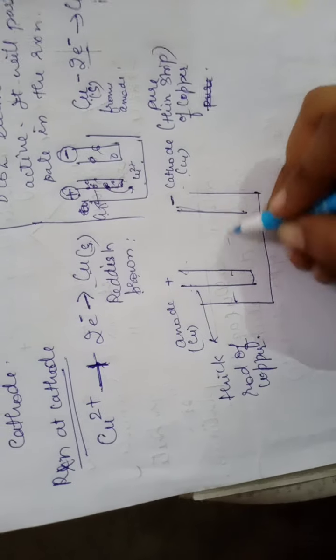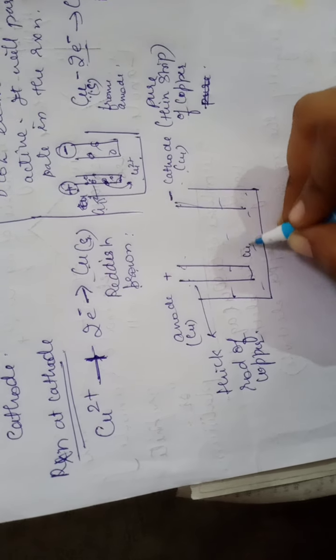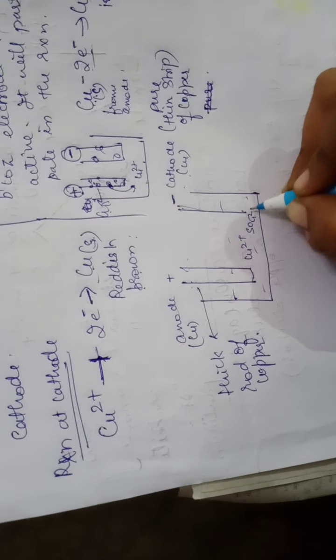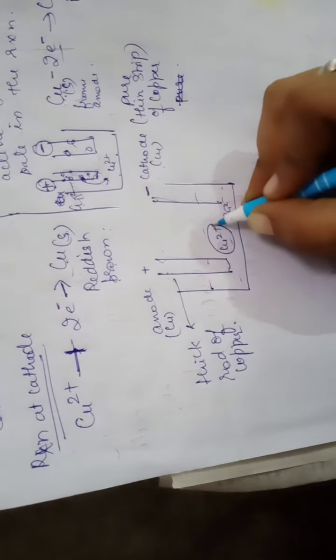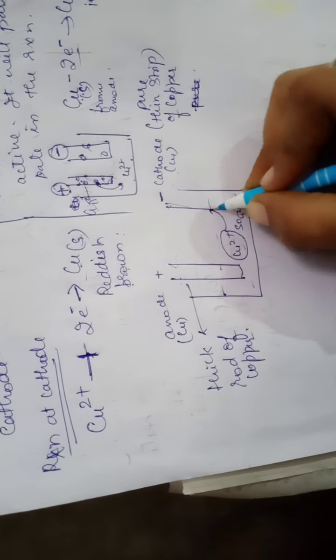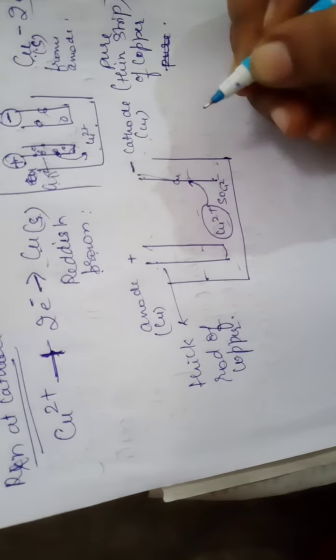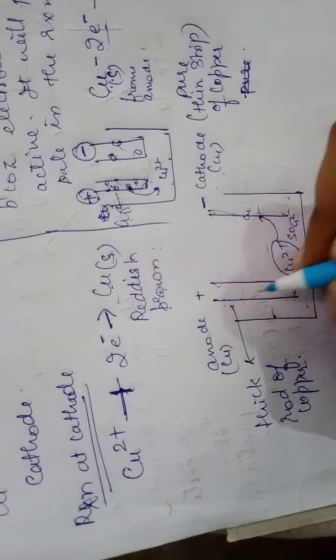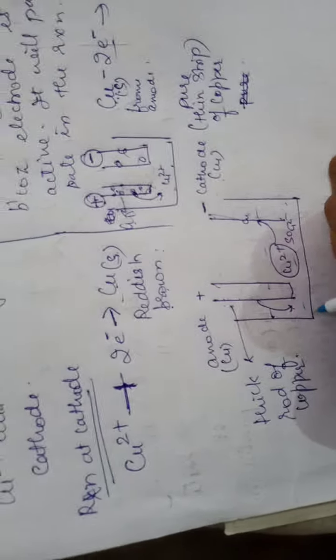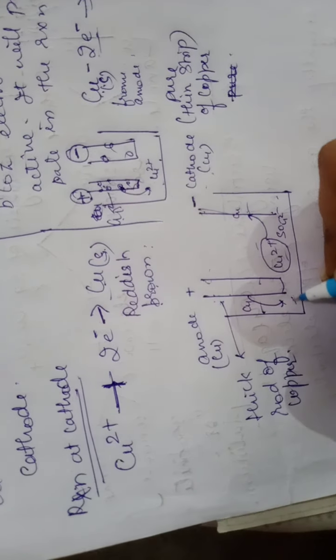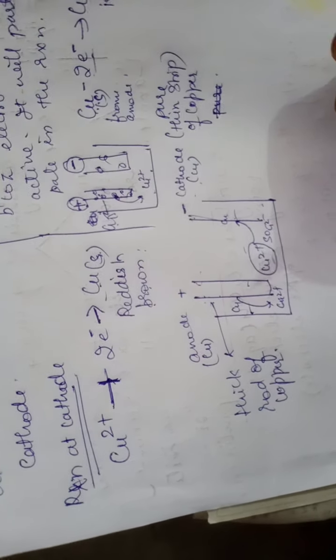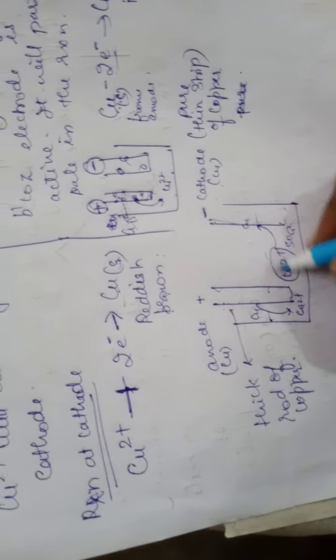So what will happen in this? The solution already has Cu2+ and SO4 2- ions, and from the solution Cu2+ will migrate to the cathode and get deposited as what? Copper. And from the anode, copper will enter into the solution in the form of Cu2+ ions to compensate the loss.